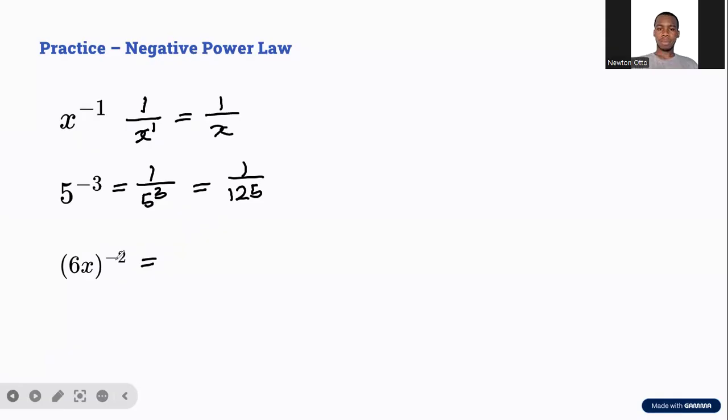6x raised to power negative 2 is 1 over 6x raised to power 2. That's 1 over 6x times 6x. This will give us 1 over 36x raised to power 2. So we have 1 here, we have 1, and we add 1 plus 1 to give us 2. 6 times 6 is 36.